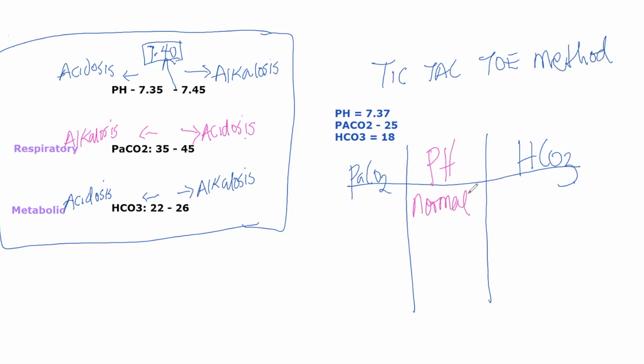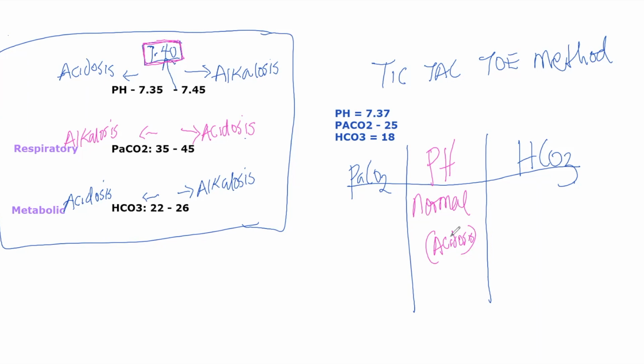However, does it lean more towards our acidotic side or our alkalotic? Remember guys, I told you we have this 7.40 here, which is kind of like our middle point. 7.37 is below that, so it's normal but tilting more towards our acidotic side. So we need to keep that in mind, because it will help us to figure out what imbalance is going on. Then our PaCO2 is 25.